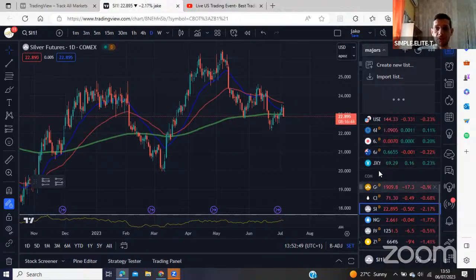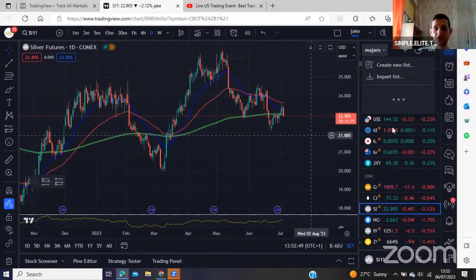As I said, CAD was very strong for a couple of weeks, and I'm now looking at shorting CAD against the yen pairs because of the chart.